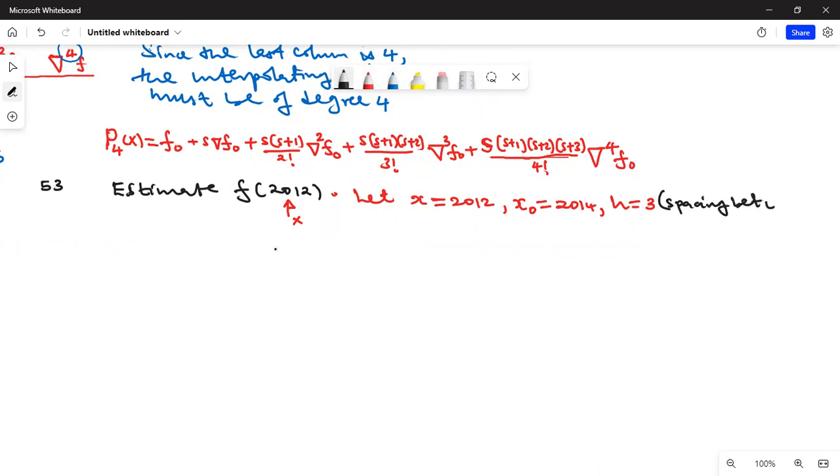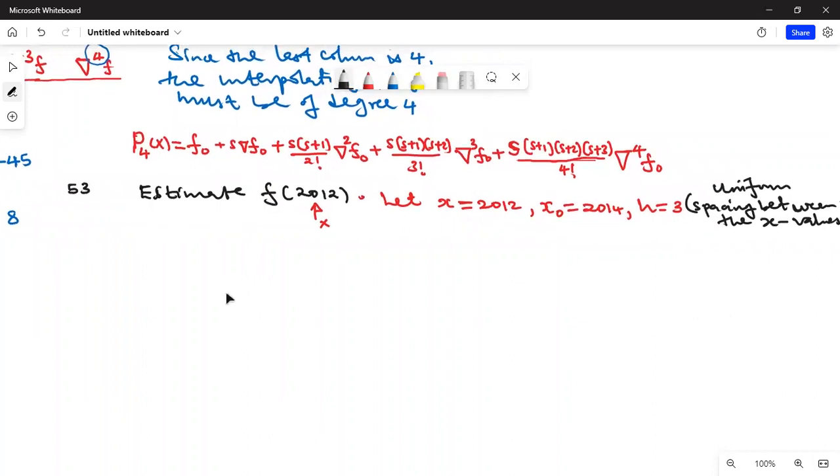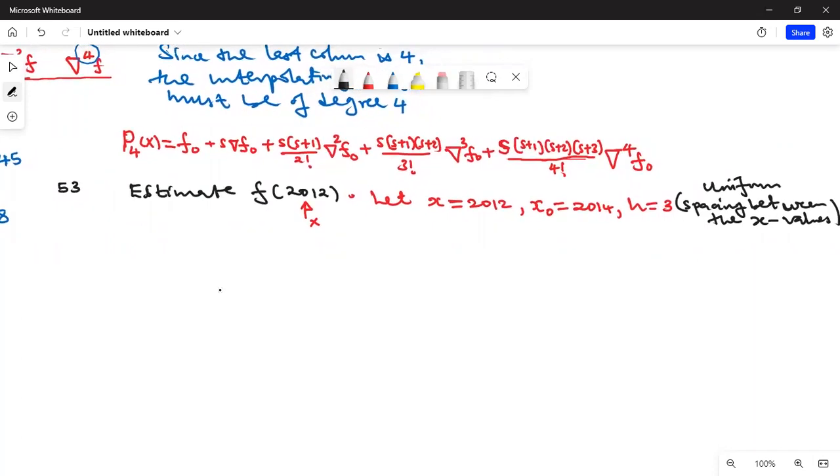This is the spacing between the X values. It is uniform. That spacing must be uniform. If it is not uniform, then you cannot use this formula. So with this, we can now get our transformation.